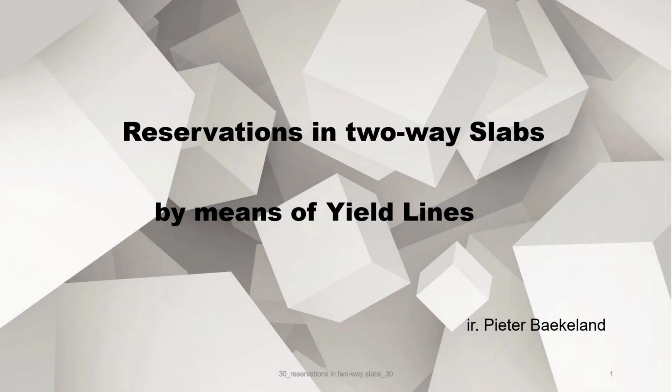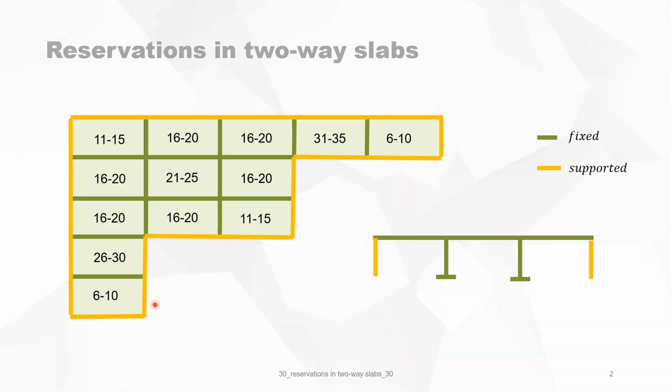Reservations in two-way slabs by means of yield lines. This video deals with slabs type 26 to 30. Those slabs have two opposite sides fixed and the other two opposite sides simply supported.